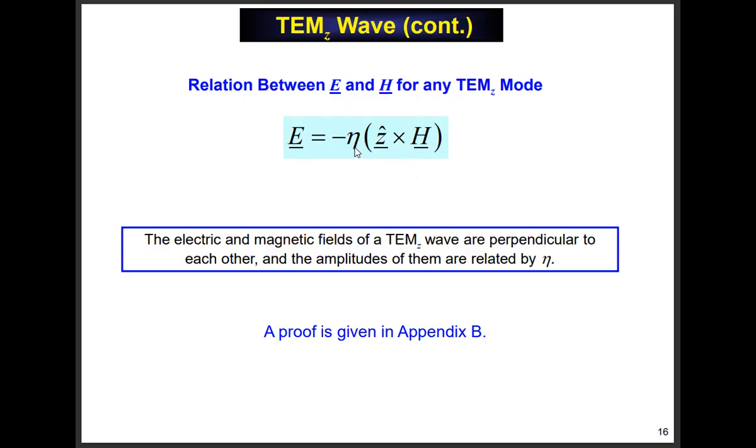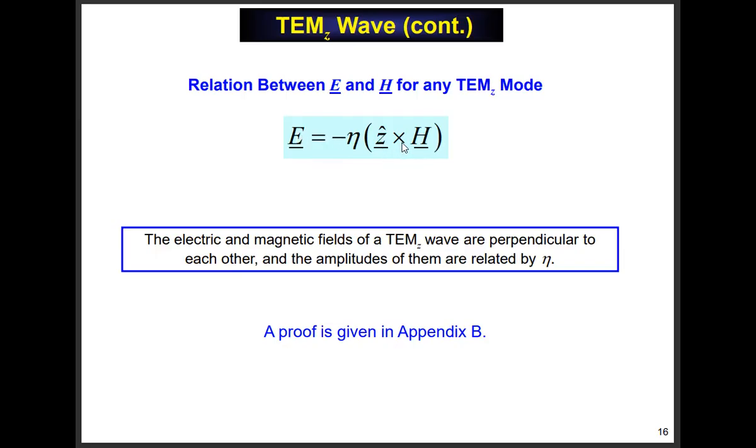Doesn't even matter, right? But anyway, let's interpret what this equation means. First of all, it means that the amplitudes of E and H are related by eta. We kind of already knew that. The amplitude of E is related to H by eta. But what does Z cross do for you?